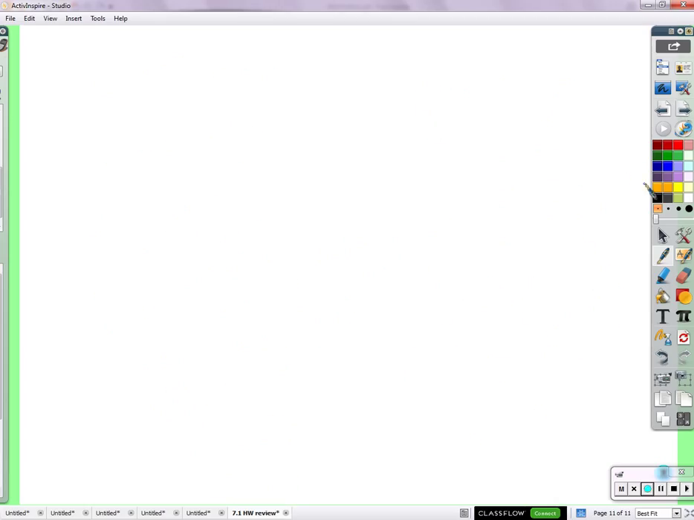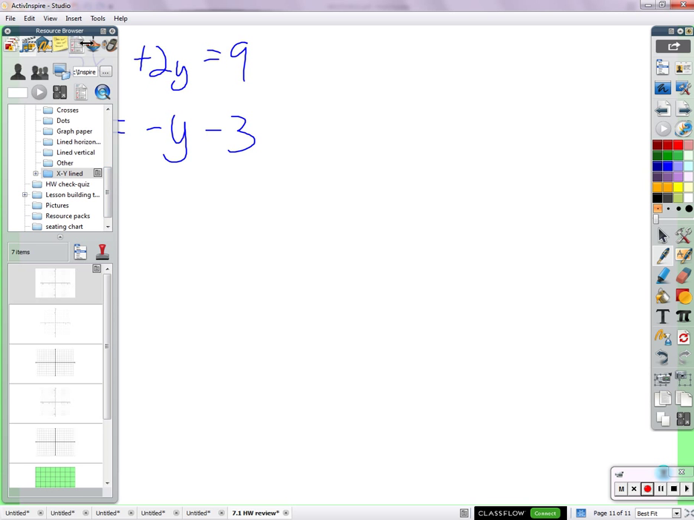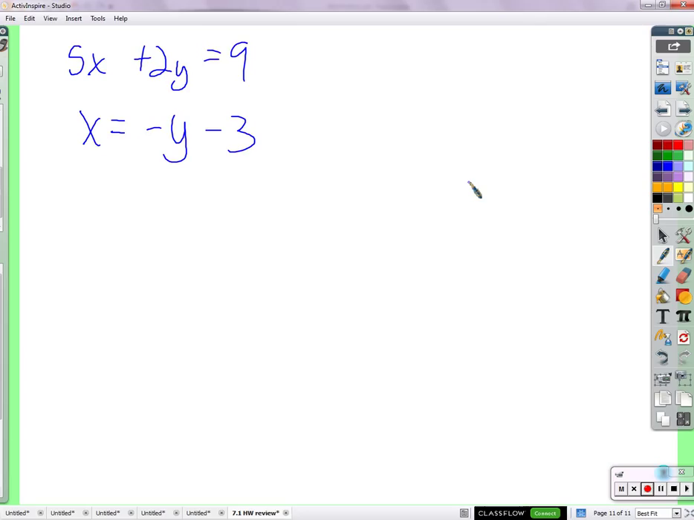Okay, let's see if we can be creative this time. Dustin, you're going to do some substituting. Either I'm going to take some information from this equation and substitute it into this equation, or take something from here and substitute it up here. What would you say we're going to do? Substitute the top. Okay, what do you mean? Like, substitute what for what?